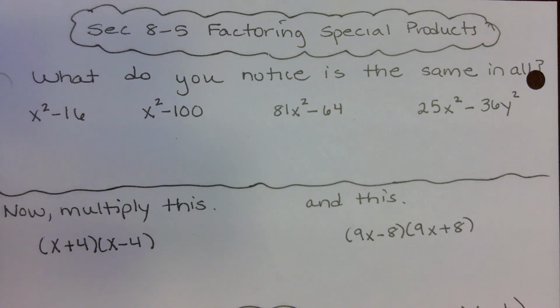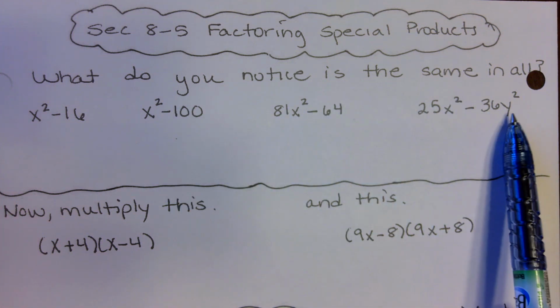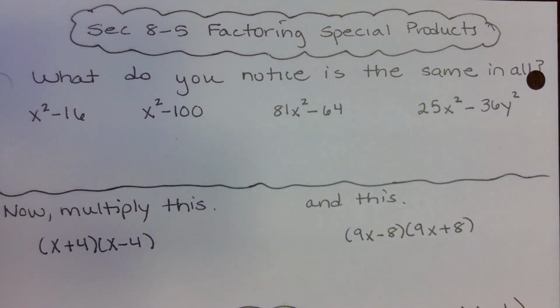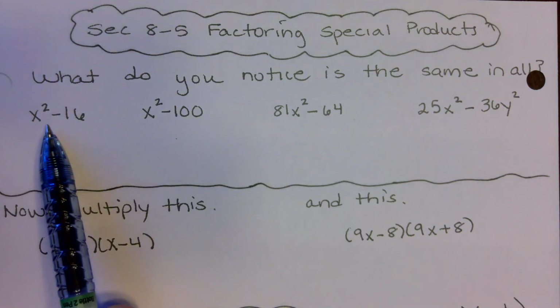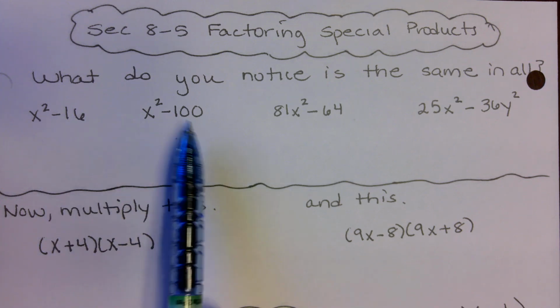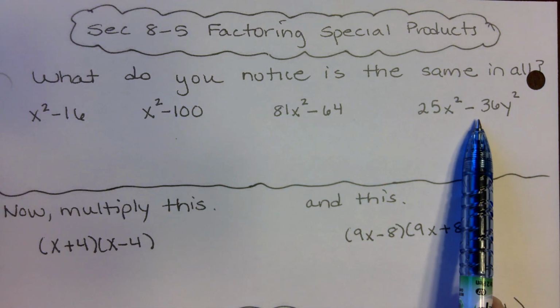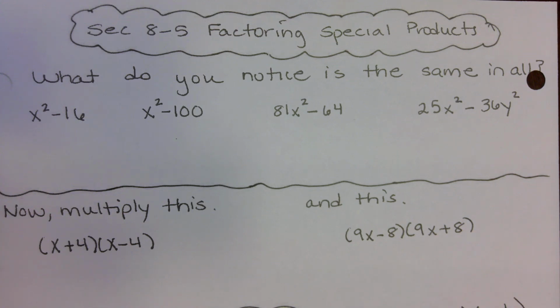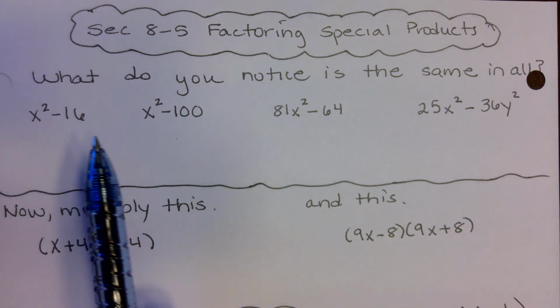Yep, the variables, x squared, x squared, x squared, x squared, y squared. And also, let's look at the operation. Subtraction, subtraction, subtraction, subtraction. Take a look at the numbers, constants, or the coefficients, actually, both.